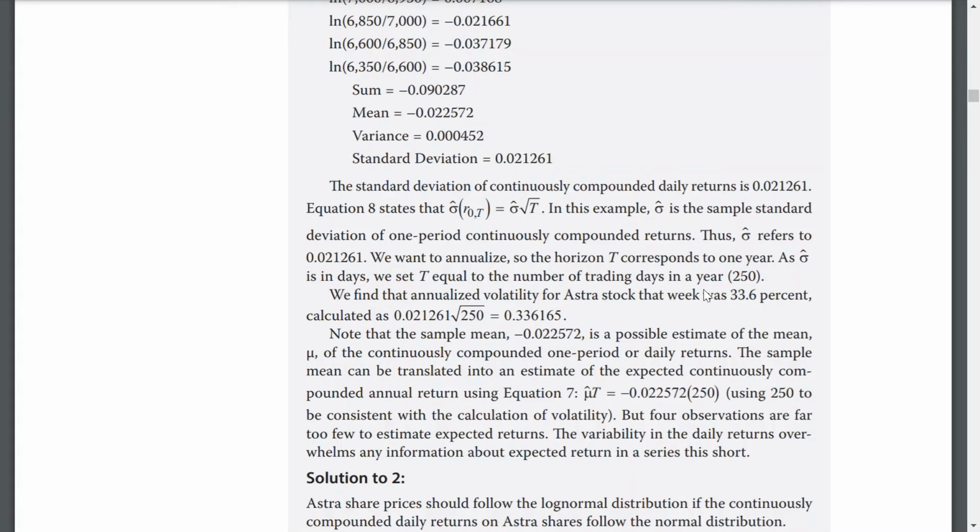Equation 8 states that the standard deviation with a hat, R of 0 to T, is an estimate of the standard deviation of the 1-period continuously compounded return. Thus, the sample standard deviation refers to 0.021261. We want to analyze annual volatility, so the horizon T corresponds with 1 year, as the sample standard deviation is in days. We set T to equal the number of trading days in a year, which is 250.